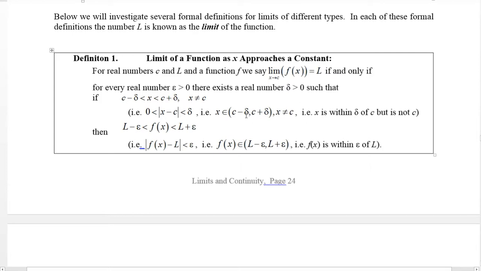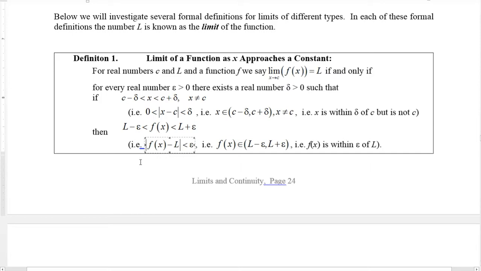Here are a couple other ways of saying this condition right here, c minus delta is less than x, which is less than c plus delta, but x is not c. Another way to say that is right here: 0 is less than the absolute value of x minus c, which is less than delta. Another way to say it is x is in the interval from c minus delta to c plus delta, but x is not c. And just saying it in words, we could say x is within delta of c, but it's not c itself.